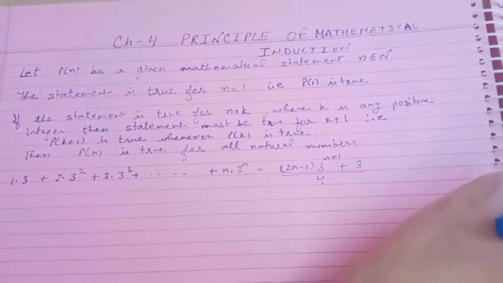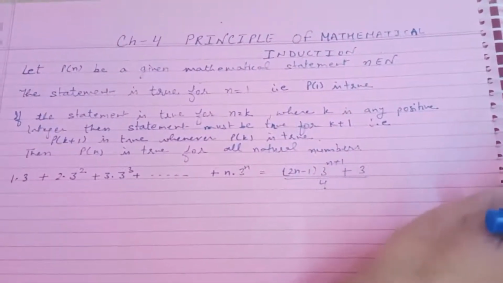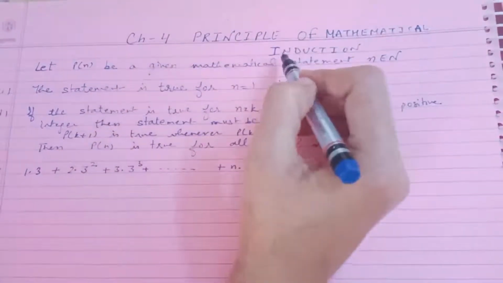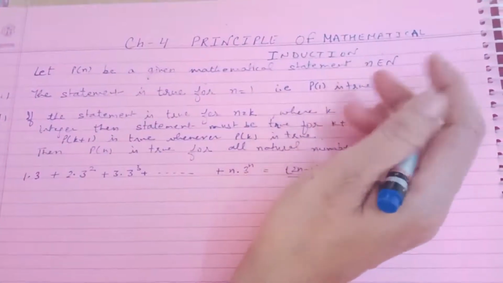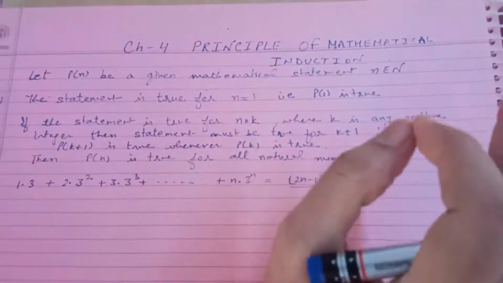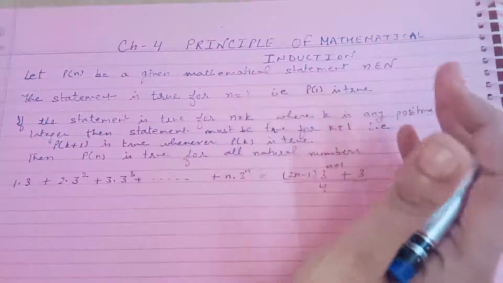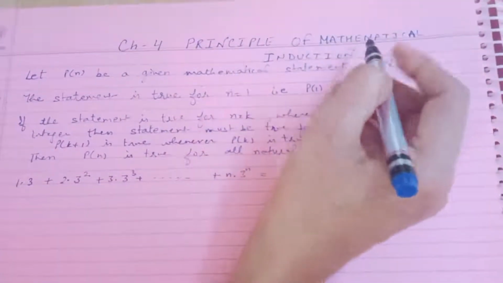I'm going to start chapter 4. It's a really easy chapter and it consists of only one exercise. Chapter 4 is Principle of Mathematical Induction. It is based on a particular way to solve the questions. So what is that? It is Principle of Mathematical Induction.